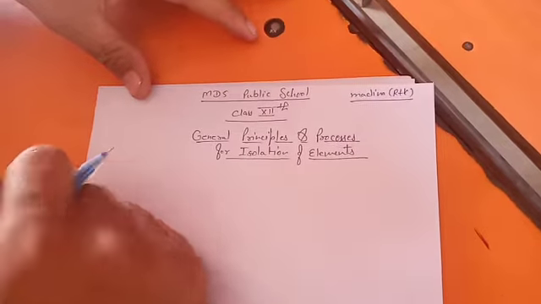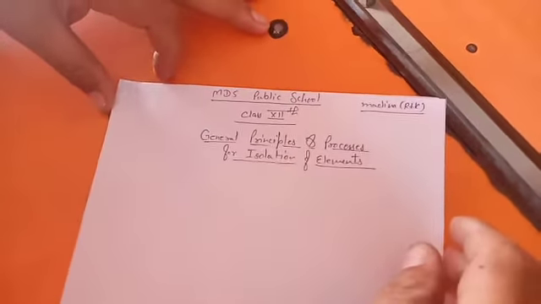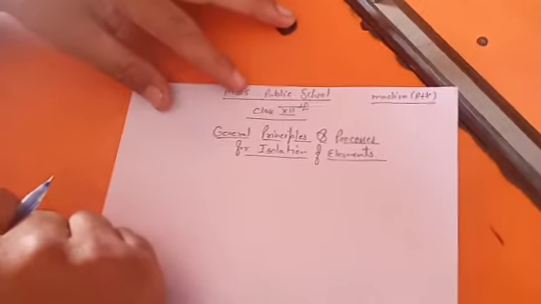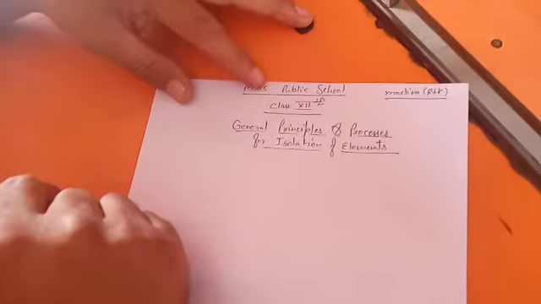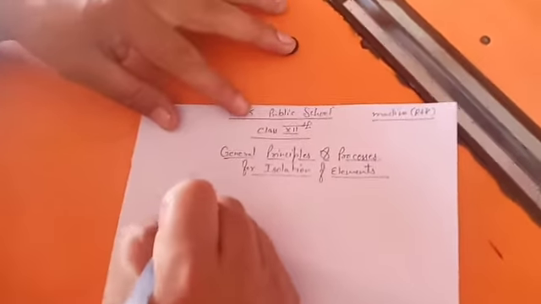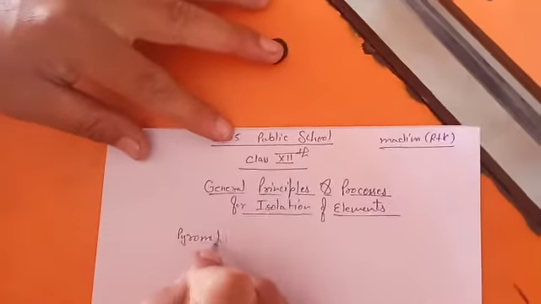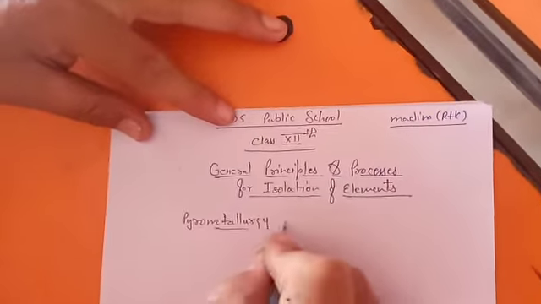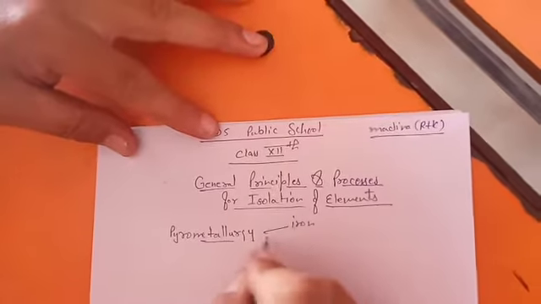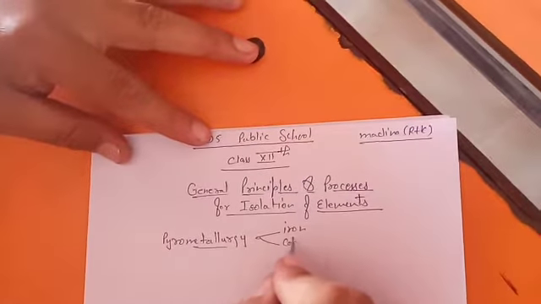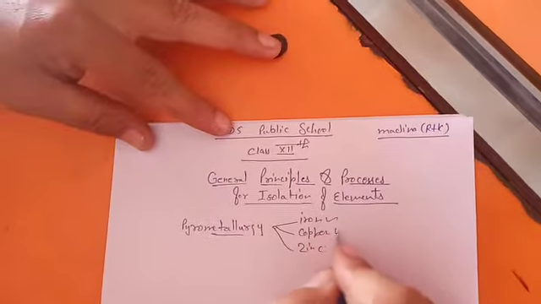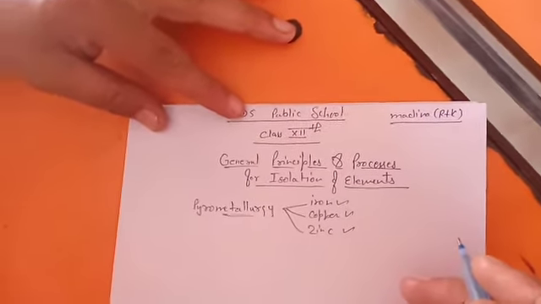Hello, dear students. In the previous lecture of general principles and processes for isolation of elements, we discussed pyrometallurgy. In pyrometallurgy we studied the extraction of iron, copper, and zinc.